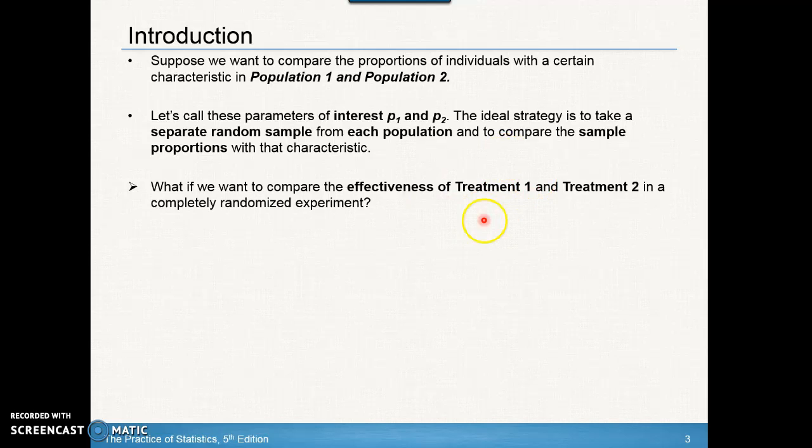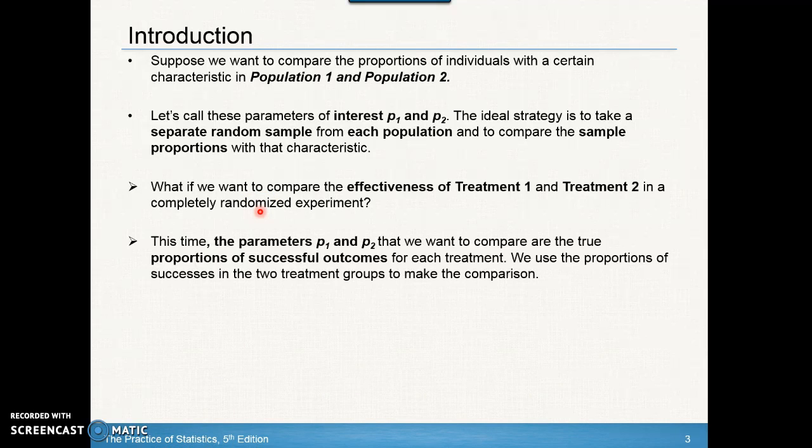And here we're taking a look at treatment 1 and treatment 2 in a completely randomized experiment. So instead of the populations being independent, the treatments are independent of each other. There are two different ways to be independent. This time the parameters P1 and P2 that we want to compare are the true proportions of successful outcomes for each treatment. So we can compare the treatments as P1 and P2, and each population as P1 and P2. We use the proportions of successes in the two treatment groups to make the comparison.